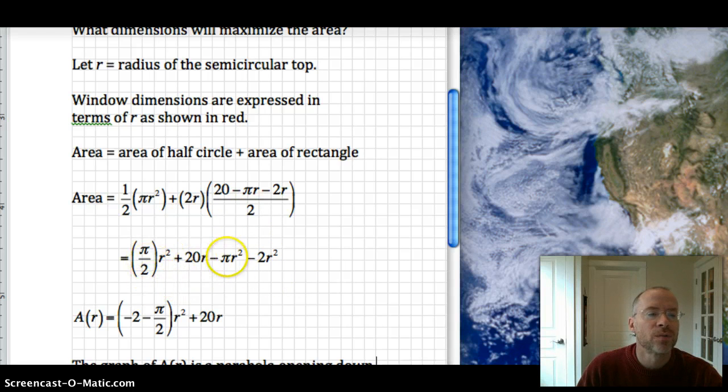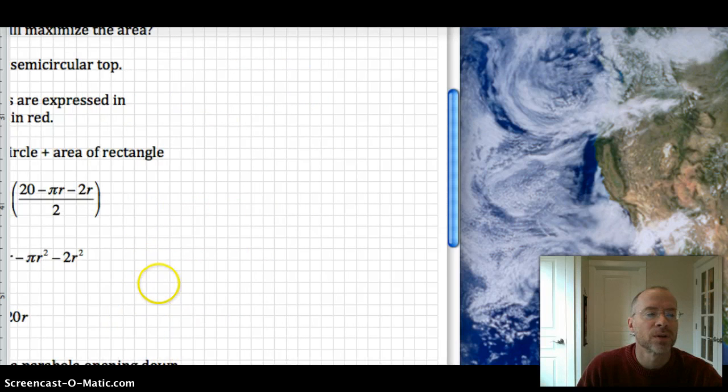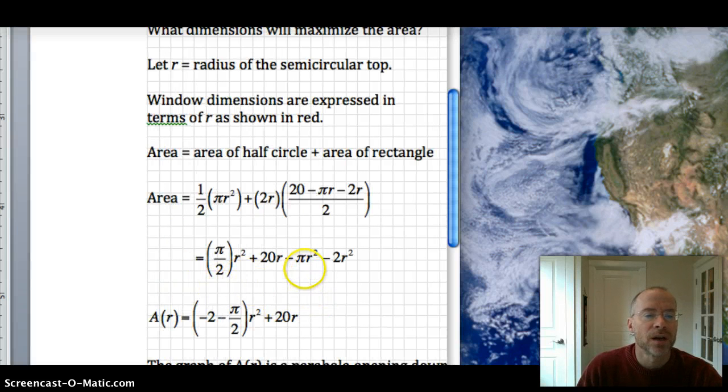You have four terms, each a constant times r squared or r. Pi is just a number, about 3.14, so it's a constant times r squared plus a constant times r plus a constant times r squared plus a constant times r squared. So it's just four terms, three of them in r squared and one of them in r. Let's collect up the r squared terms, add all of those coefficients on r squared and simplify a little bit. You get this, plus another 20r.